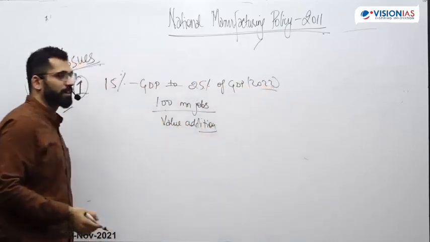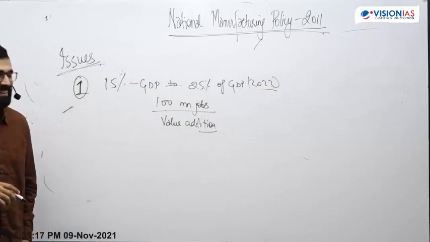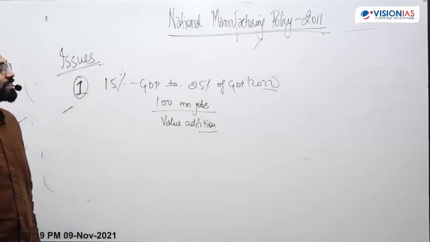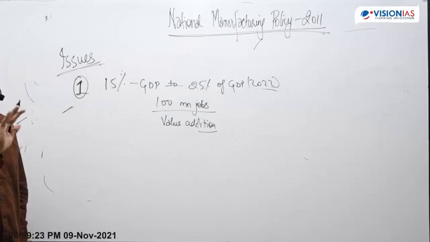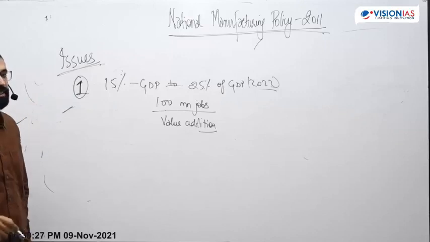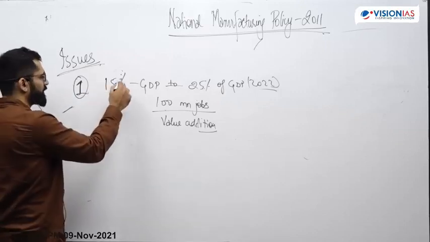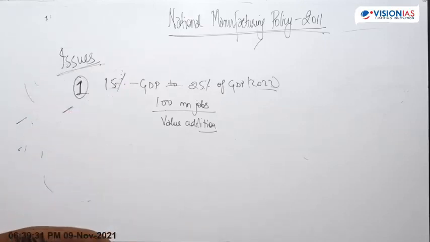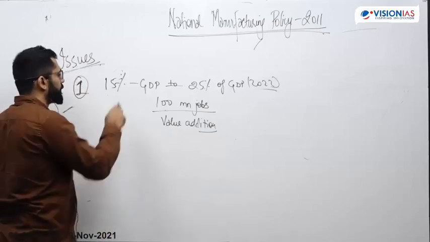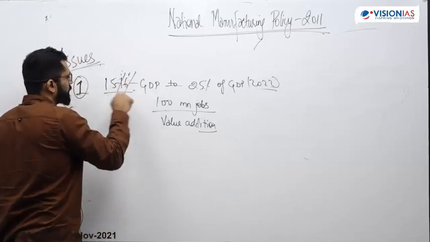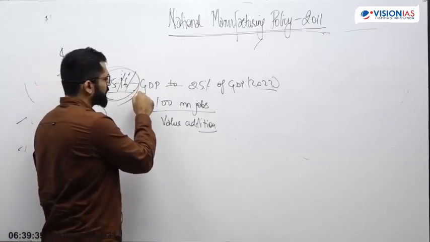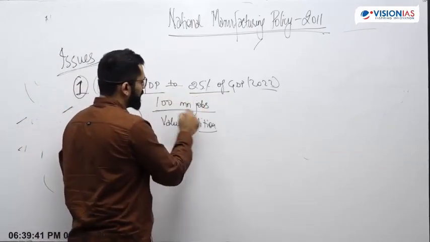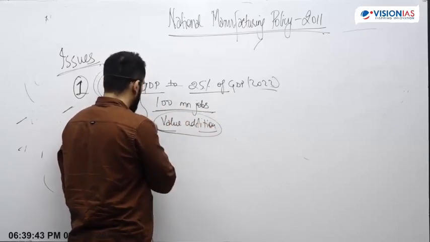This is important to remember properly for prelims. No, that time it was 15%. This is 2018-2019. I was just giving you a reference of how much it failed: the target was to reach 25% in 2022, but it is 16 now. So you can just write 15-16. That is all our manufacturing share of GDP has been. Most of it is service only. Now, you have 16% GDP to 25%, 100 million jobs, value addition domestic.